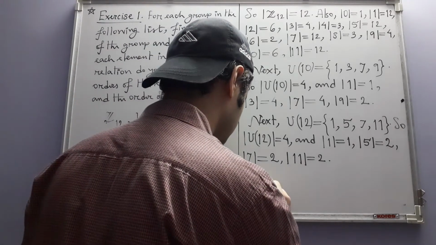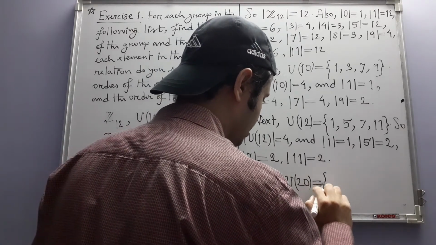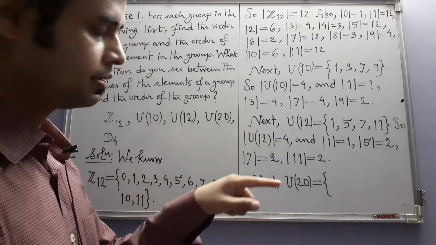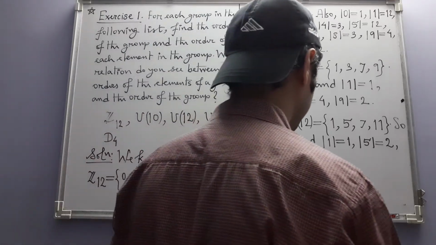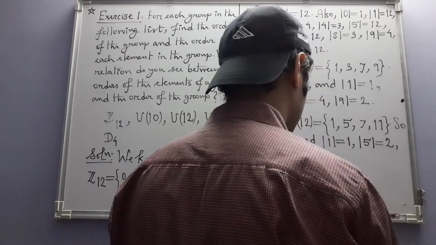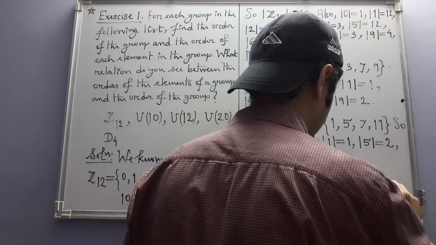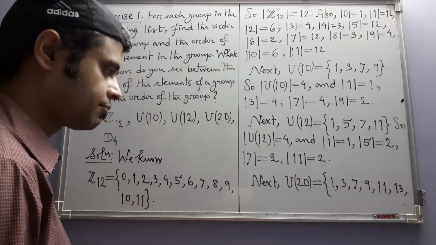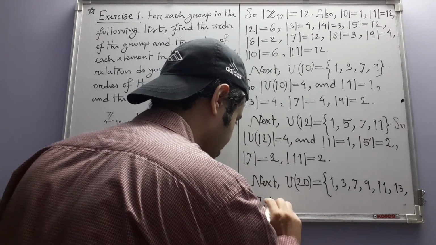Then U20, this will have quite a few elements. Here we have to avoid even integers and also integers that are divisible by 5. That is, we have to avoid multiples of 2 and multiples of 5. So 1, 3, then 5 won't be there, 7, 9, 11, 13, 15 won't be there, 16 of course won't be there, 17, 18 won't be there, 19.